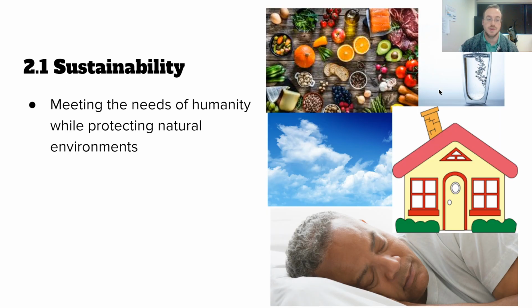So what is sustainability? Sustainability is talking about meeting the needs of humanity as a whole while protecting natural environments. So this means we need to fulfill those, it's really 5 or 6, depending on how you word it, main things that humans need, right? We need food and water, we need air, we need shelter, and we need sleep. Without any of those, your health starts to deteriorate and you eventually die, right?